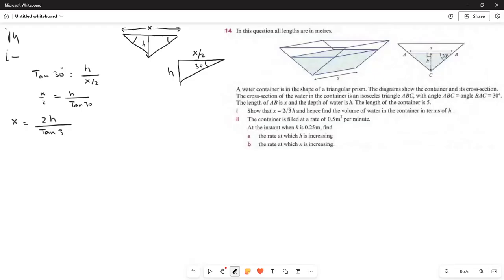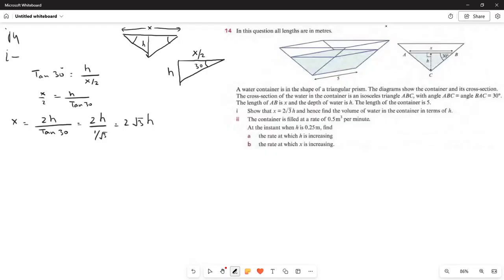And what is tangent of 30 degrees? It is 1 over root 3. So 2h divided by tangent of 30 degrees will become 2 root 3 times h. So this is the value of x in terms of h.